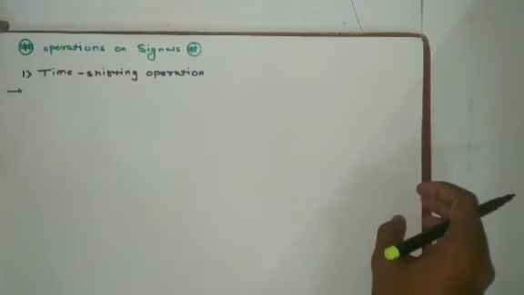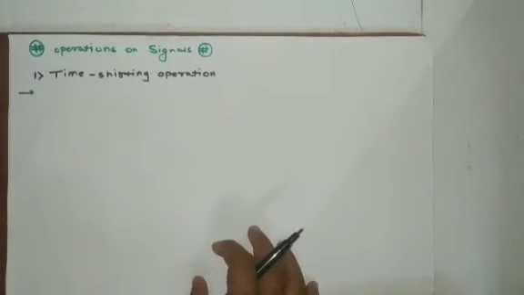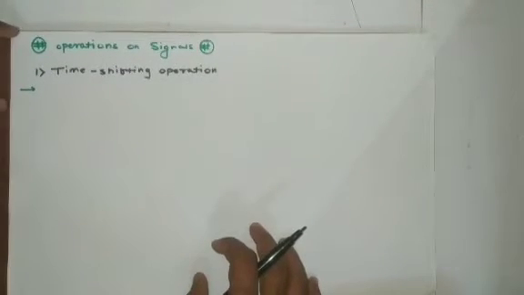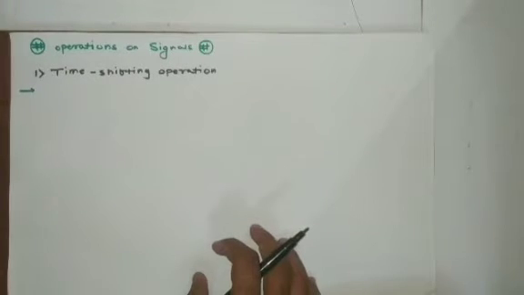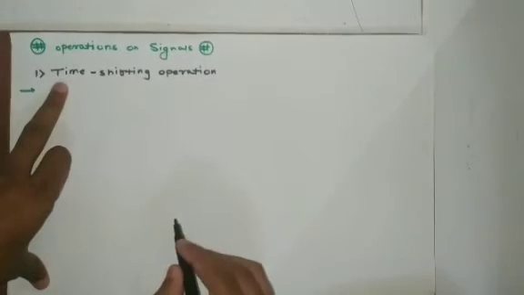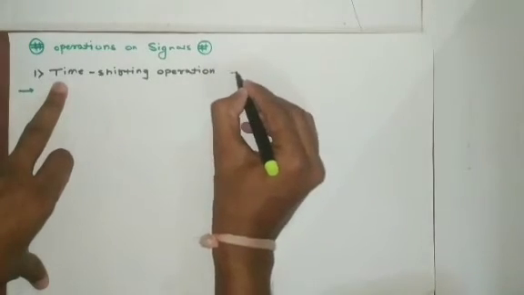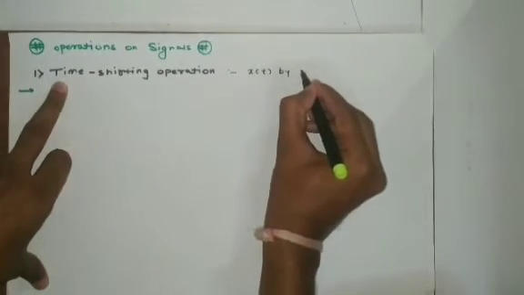Now here we'll take an overlook on time shifting operation. The name itself indicates there should be a shift on the x-axis, that is time. How can we accomplish this? So time shifting operation can be accomplished by shifting an input signal x of t by a certain delay.